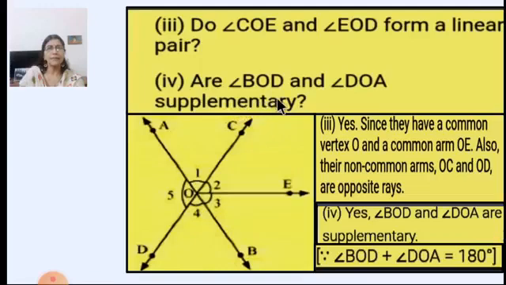Are angle BOD and DOA supplementary? Yes, they are supplementary, because as we know, angle BOD plus angle DOA is equal to 180 degree. You can see here it is forming supplementary angles.